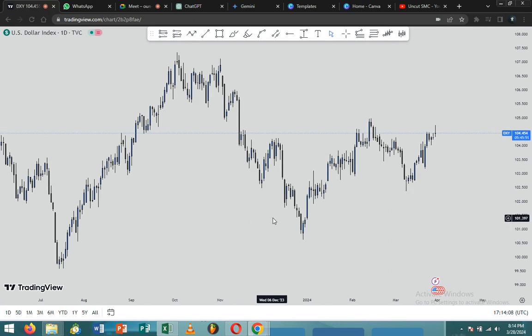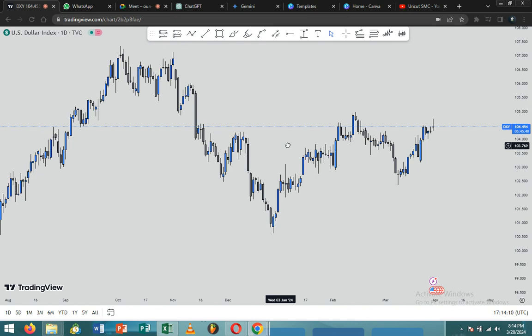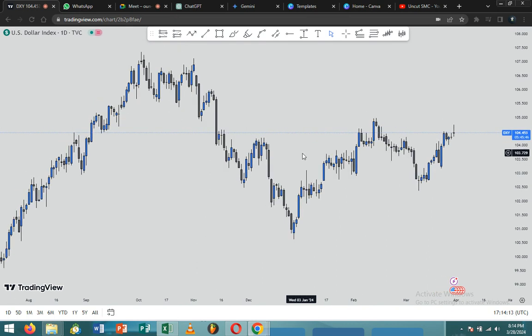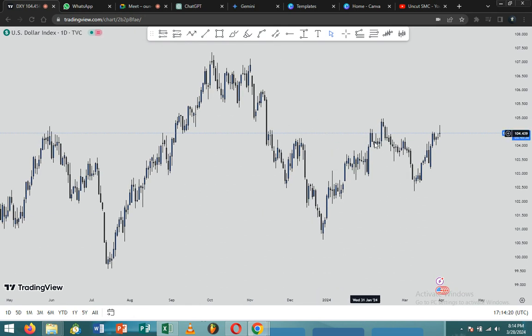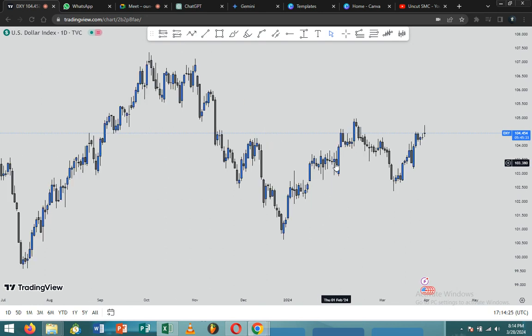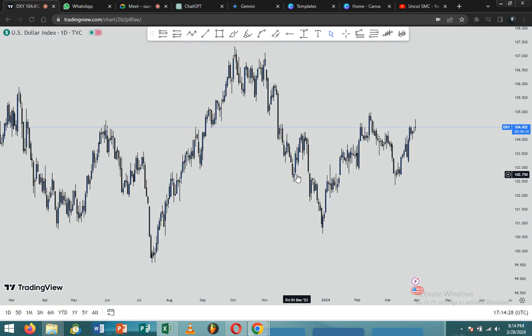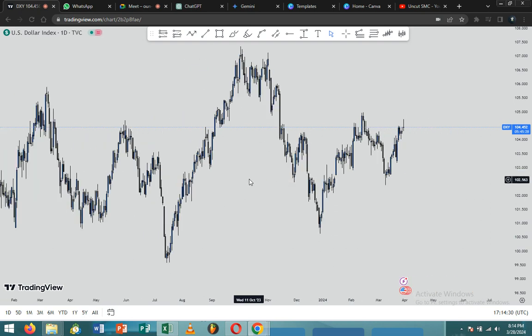So for today, we're going to be doing some top-down analysis using the updated version of smart money concepts. Due to the fact that the dollar is one of the currencies that moves the market much, we're going to be looking at the DXY and trying to see where it could be heading in the near future. This will help us project the other pairs and trade with a clear direction in mind.